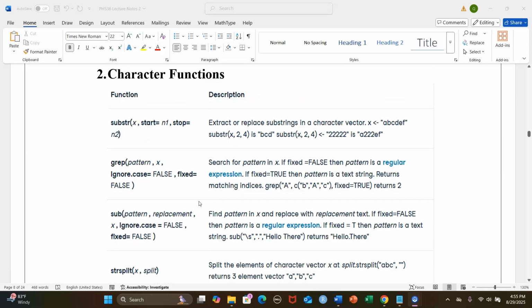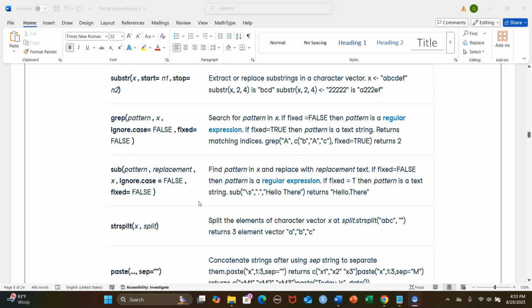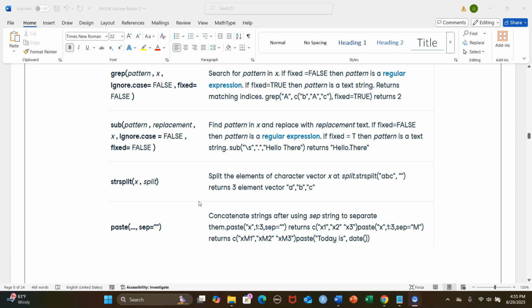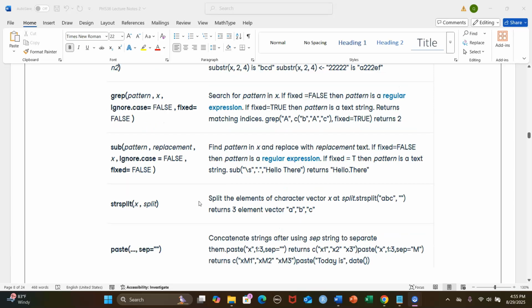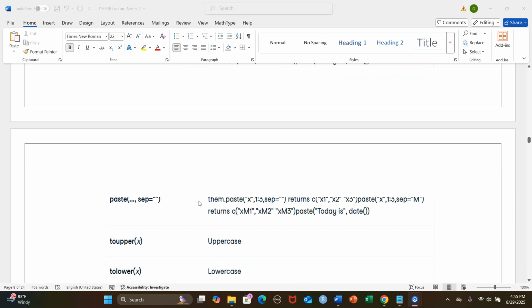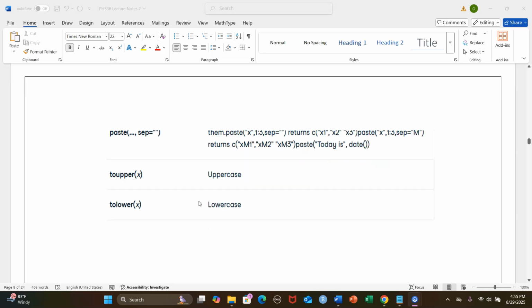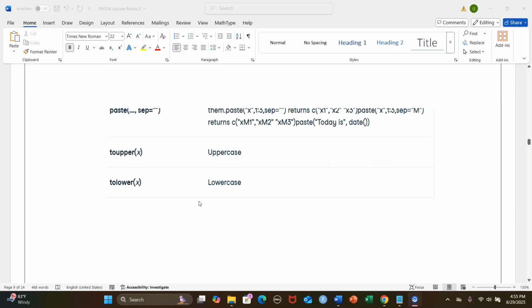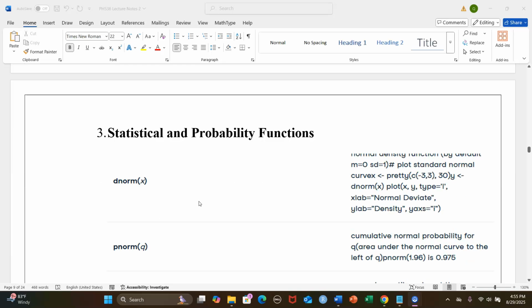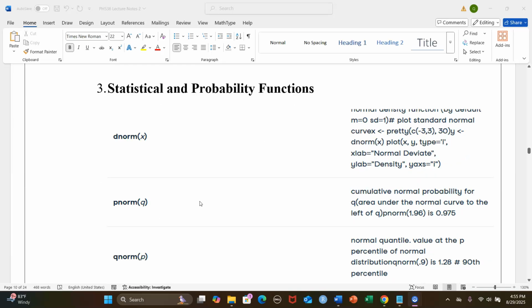And then you have character functions. You have substring, grep, sub, strsplit, and paste. These are more complicated than the numerical ones. Read the documentation to find out their functions and usage. Also toupper and tolower. These can be very convenient when you write expressions.